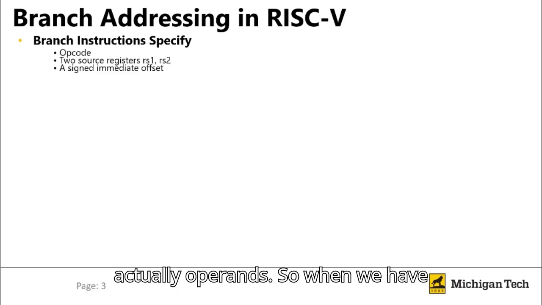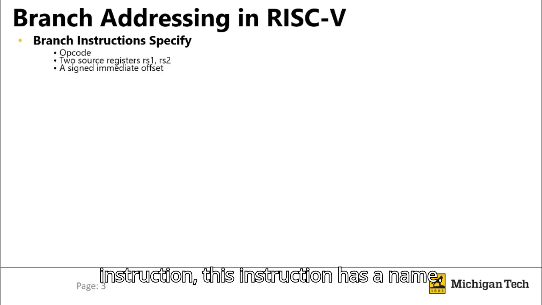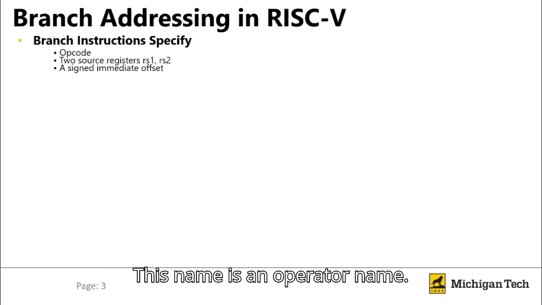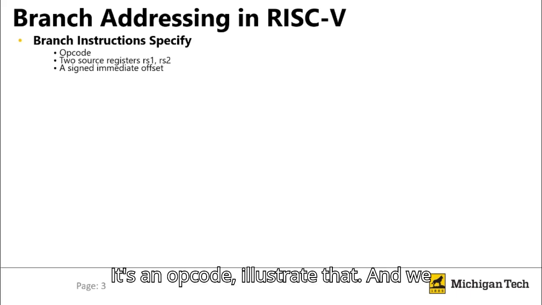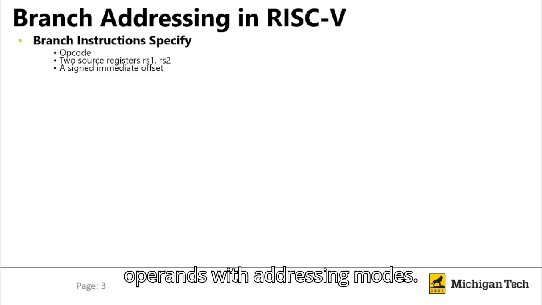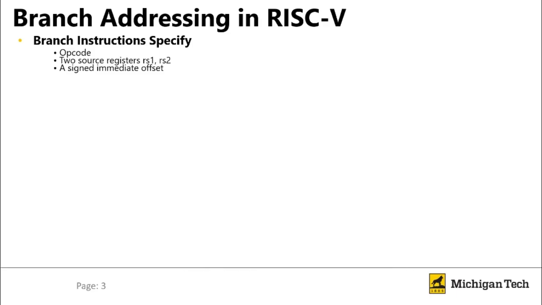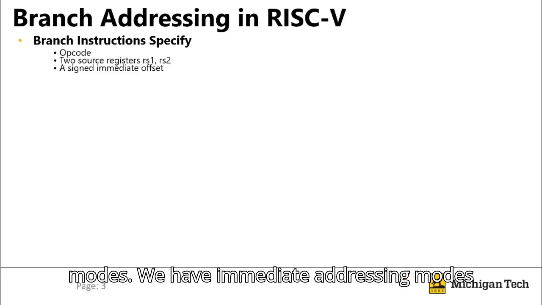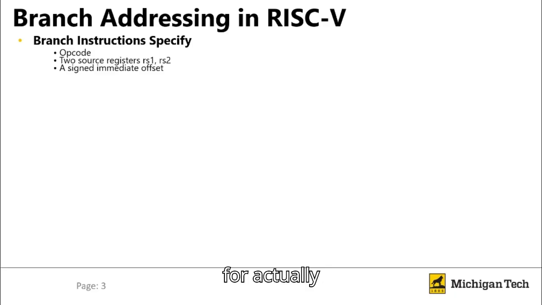actually operands. So when we have an instruction, this instruction has a name. This name is an operator name. There's an opcode that illustrates that, and we have some operands. Operands is what the operation acts on. So we address these operands with addressing modes. We have different types of addressing modes. We have immediate addressing modes for actually immediate instructions. Let me write it up.